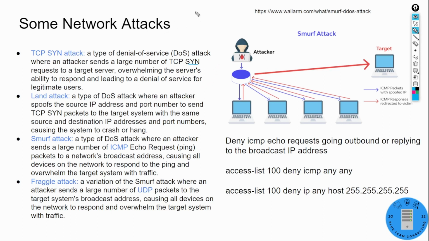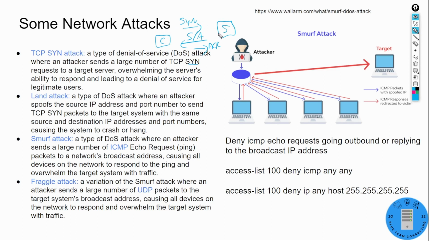If you remember, for our TCP three-way handshake, we had SYN packets be sent out first, then we had SYN ACK packets come back from the server, and then we had our acknowledgement packet sent back from the client side, this is the server side. So in a TCP SYN attack, you are the attacker and you're sending a bunch of SYNs to one server.